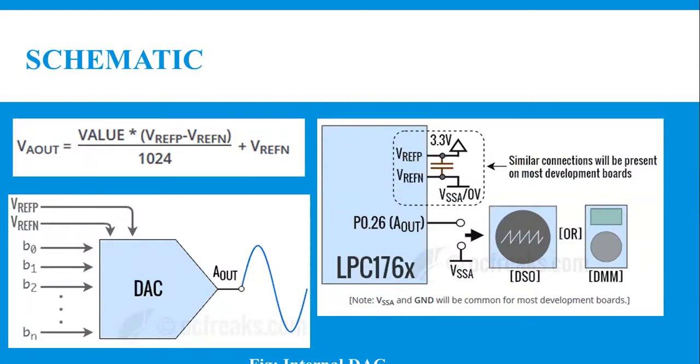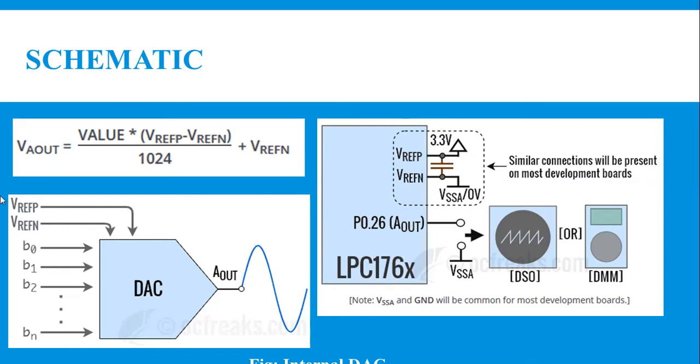Looking at the schematic of the DAC module, this is a DAC module which consists of the DAC register. The DAC register is essentially a 32-bit register, but we use only bit positions 6 to 15, that is only 10 bits among the 32 are used to place a digital value. That digital value is converted into the corresponding analog value, and that analog output can be observed at the A out pin. The DAC module also connects to V reference positive and V reference negative. Essentially V reference negative is 0 and V reference positive is most of the time around 3.3 volts.